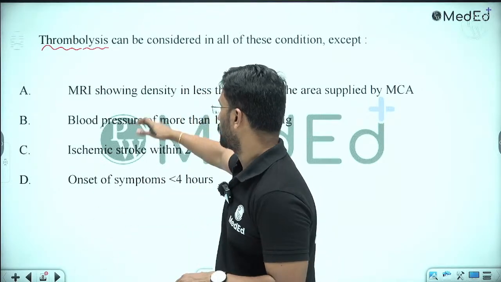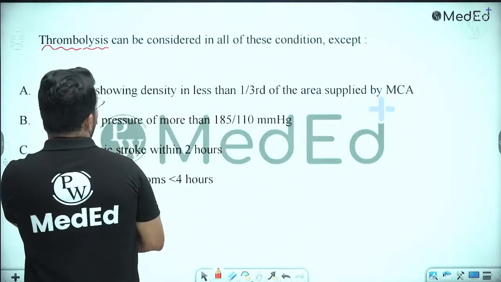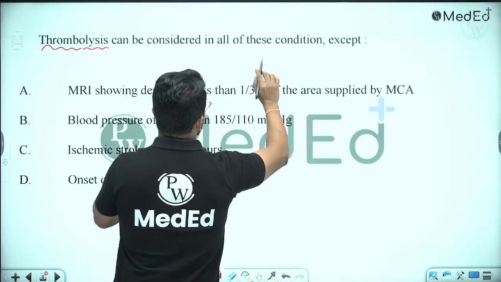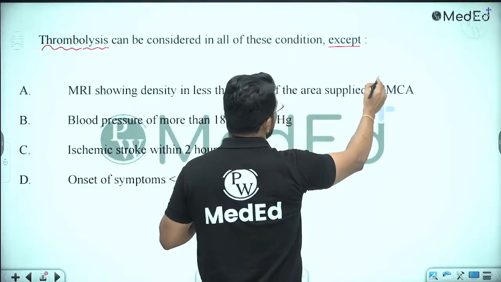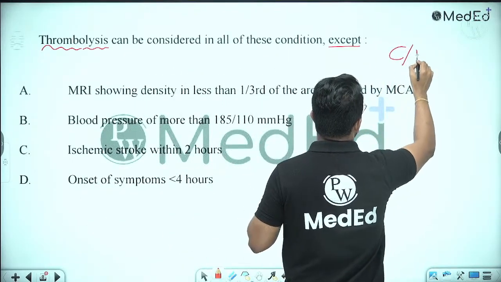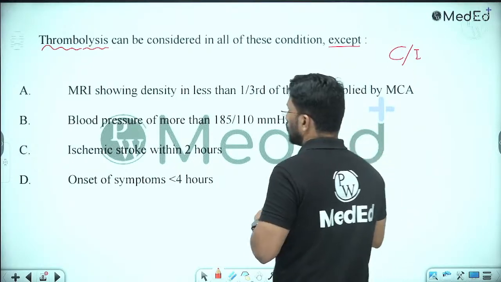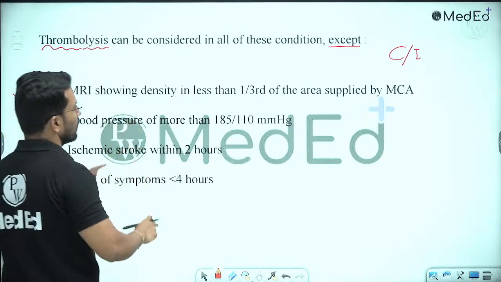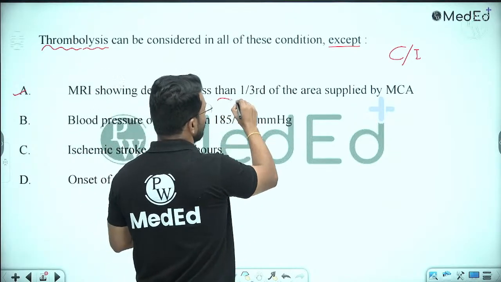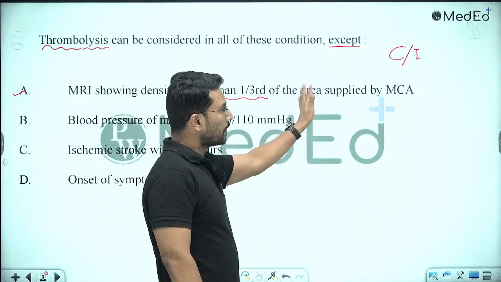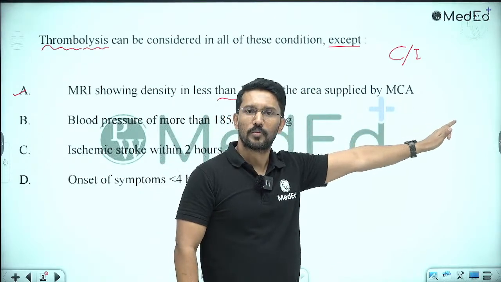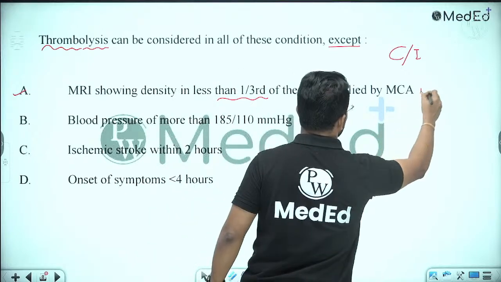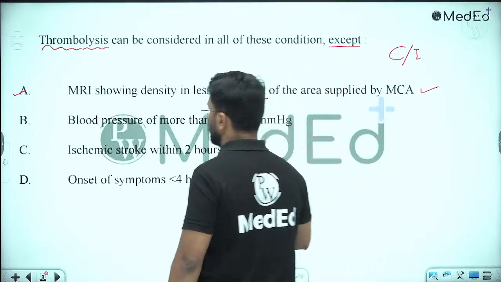Okay, now coming back to thrombolysis. They are asking about conditions where it can be considered, except. So basically this question is about contraindications for thrombolysis. Now option A, MRI showing density in less than 1/3 of the area supplied by MCA. If it is more than 1/3 of the area supplied by MCA, it is a contraindication. So this can be an indication. I will certainly go ahead with that, right?